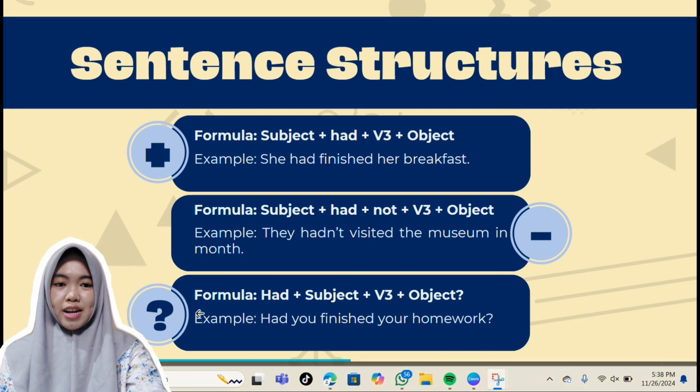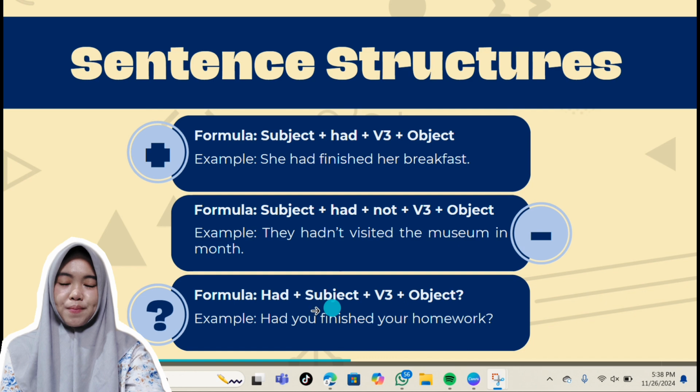And for interrogative sentences, it's had plus subject plus verb 3 plus object and question mark. For example, had you finished your homework? Question mark.